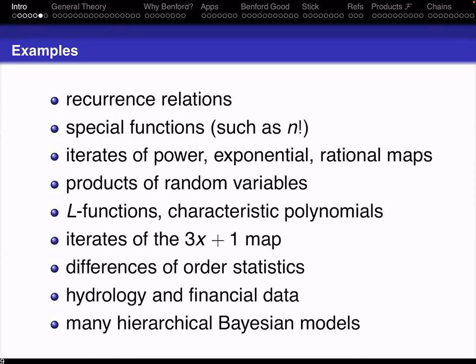So this might explain why it occurs in so many different natural phenomena. Special functions, iterates of power, exponential, and rational maps, a lot of hierarchical Bayesian models, a lot of financial data. The financial data is extremely valuable. When people are trying to decide, have numbers been cooked in certain reports? You can often do a Benford test to see, can you trust the data?